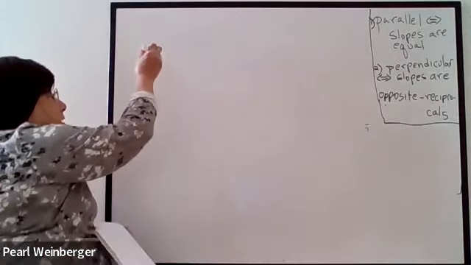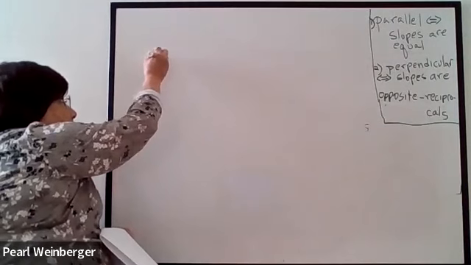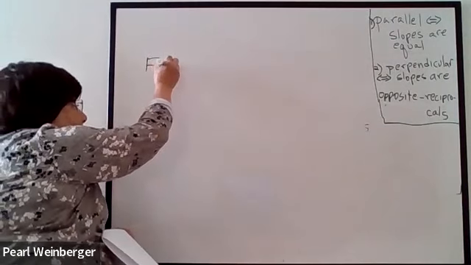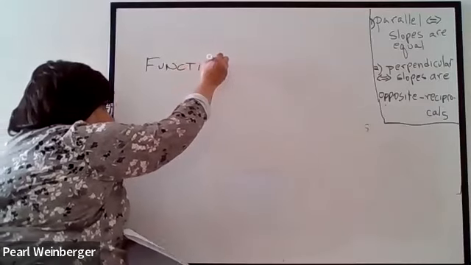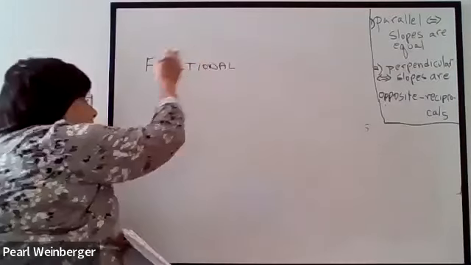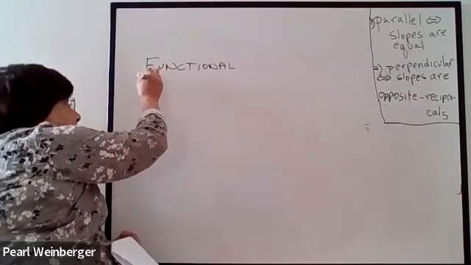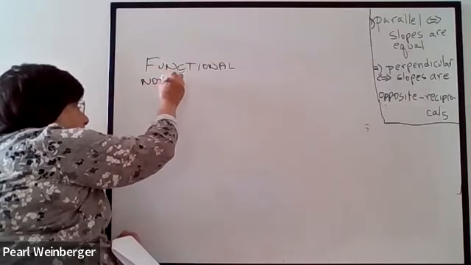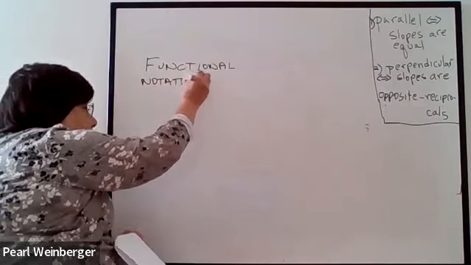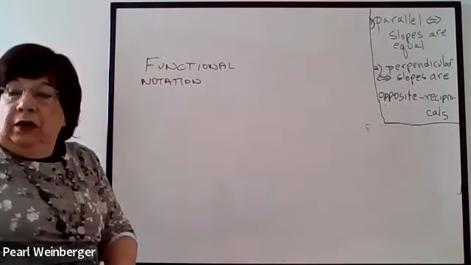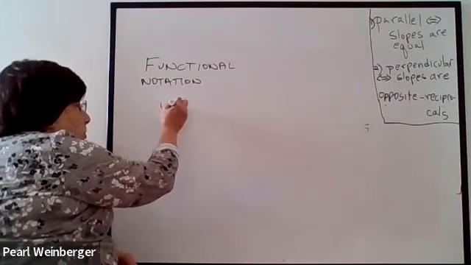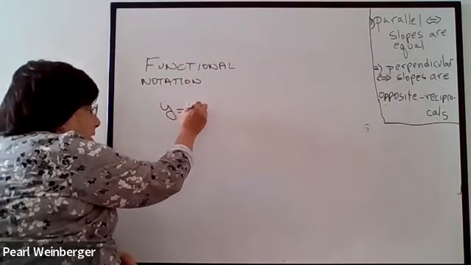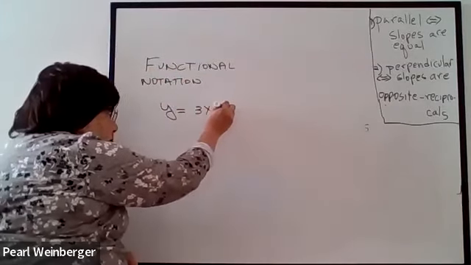It's something that has to do with functions and functional notation. We're used to seeing equations that look like this: y equals 3x minus 5.